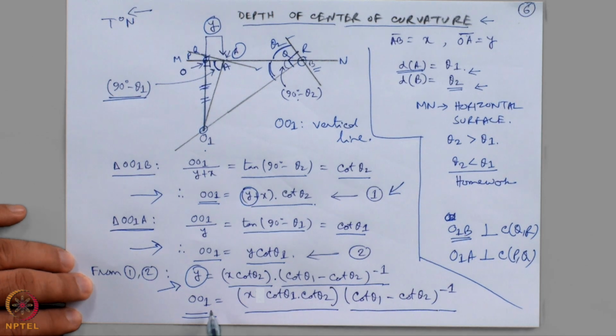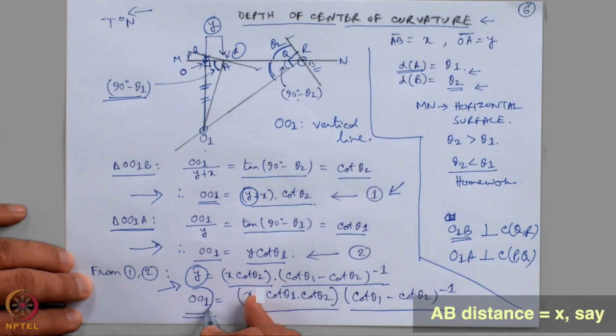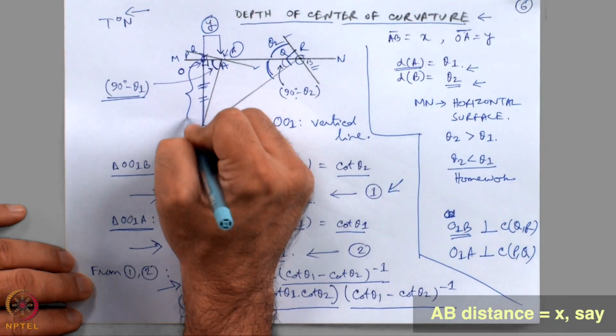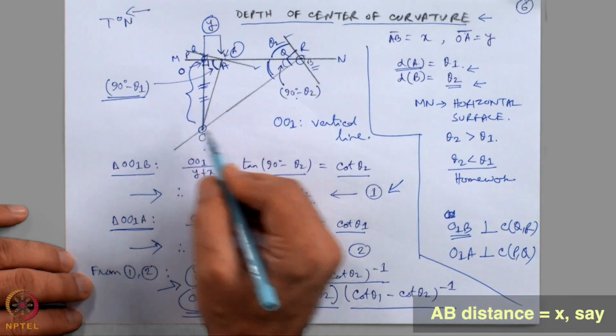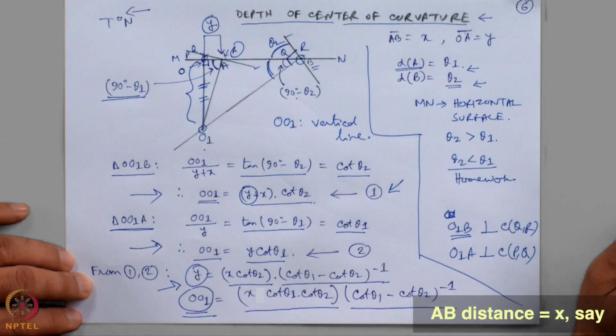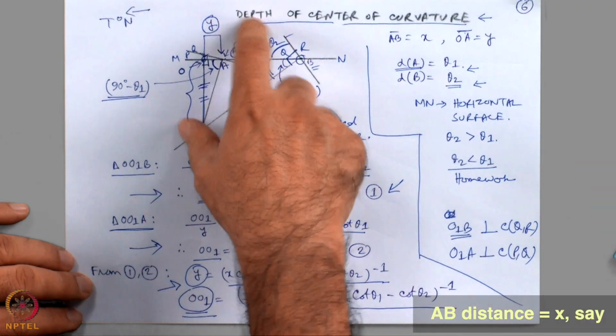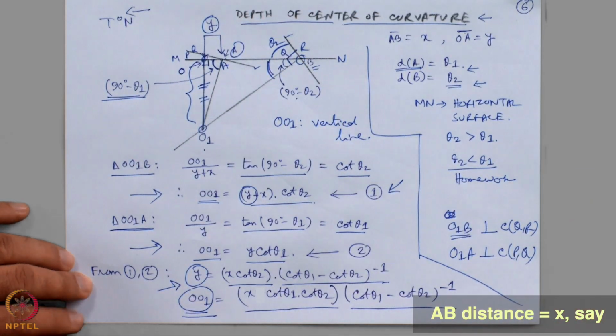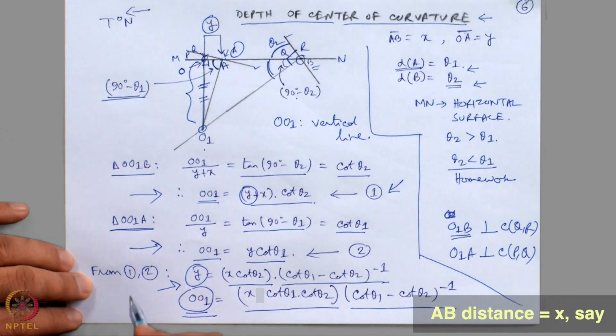So, what we have obtained? OO1 is the depth of the center of curvature, because taking O1 as the center, we draw two circular arcs like this and that, and the Busk method gets completed. So, in this way the depth of the center of curvature has been obtained.